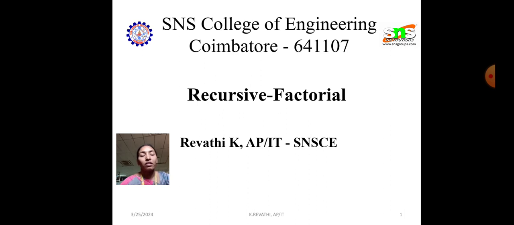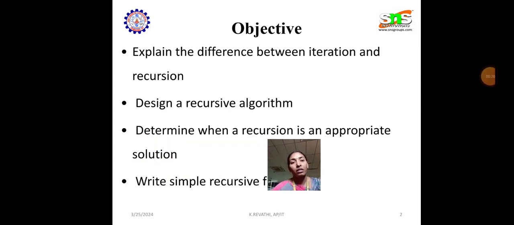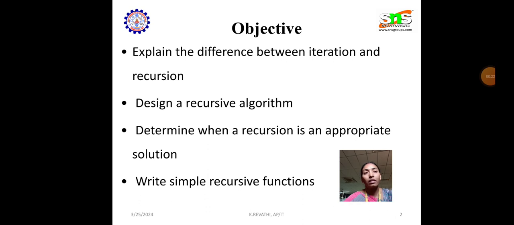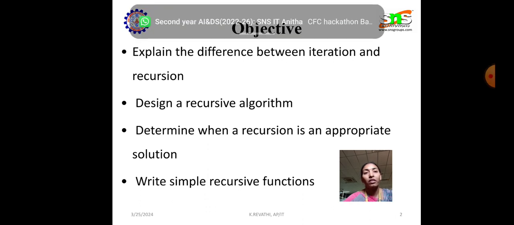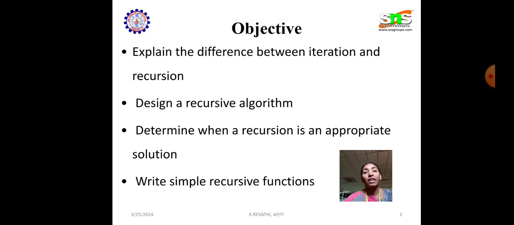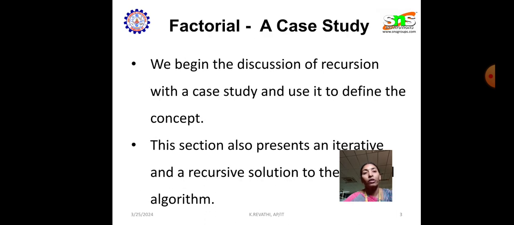In today's lecture series, we are going to see the recursive algorithm for the factorial of a given number. First, the objective of this video is the difference between iteration and recursion, and to design a recursive algorithm. Determine when a recursion is an appropriate solution and write a simple recursive function for the given number. Then the factorial, a case study.